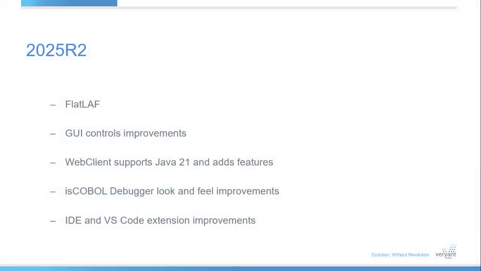Here are the highlights of ISCOBAL's 2025 Release 2. We have a new look and feel theme, Flat LAF. This will easily make your applications look modern and up-to-date. We have lots of new graphical control feature additions. We've added support of Java 21 to our popular web client product. We've added dark mode to our graphical debugger, and our development environments have improved significantly. So let's dig into those.